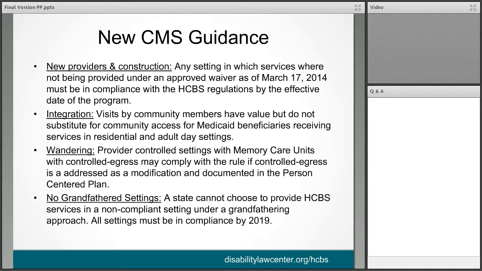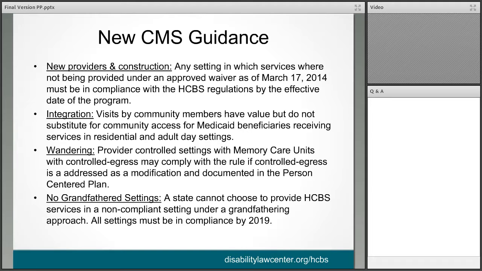This next set of new guidance is regarding wandering. And I know that particularly on the aging side of things, providers have had a lot of questions about memory care. And what CMS has said in response is that provider-controlled settings with memory care units with controlled egress may comply with the rule if controlled egress is addressed as a modification and documented in the person-centered plan.